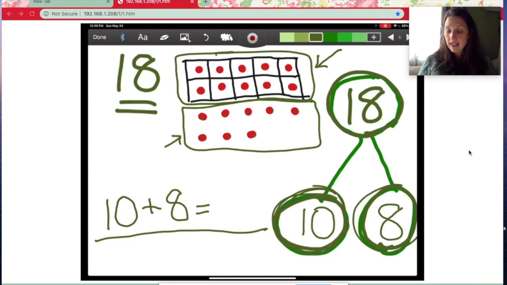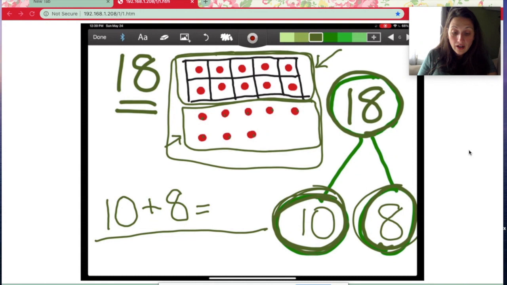10 plus 8 is equal to what? What's the whole number? How many counters are there all together? 18. Yes, our number of the day is 18.